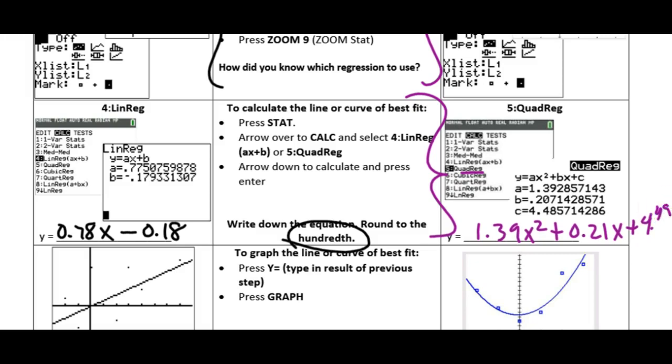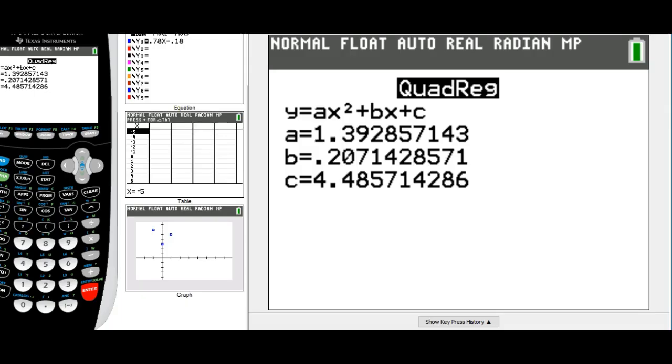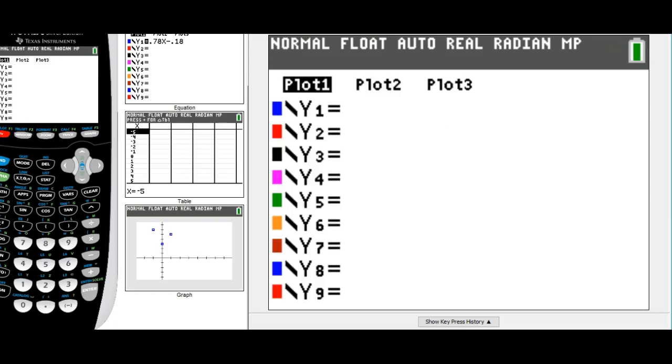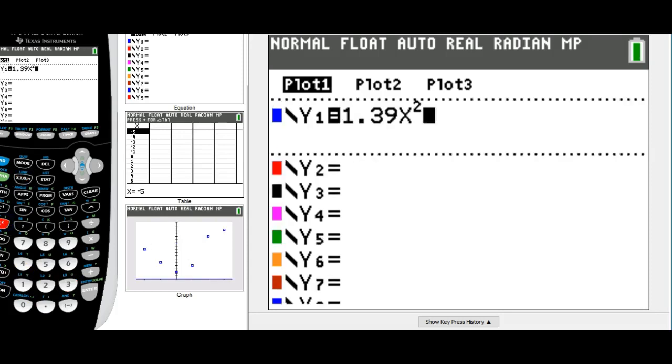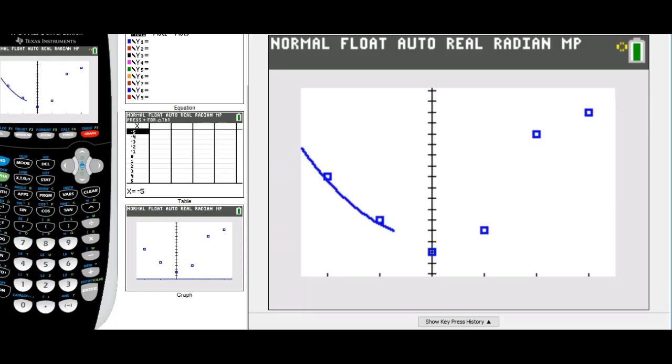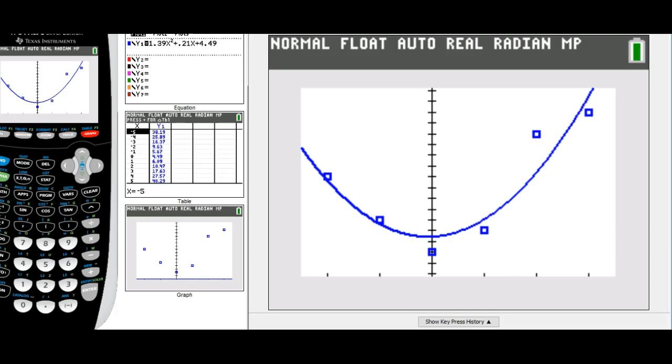Now to double check that one, I can do these steps right here. Go to y equals on my calculator, type in this equation, 1.39x squared plus, was it a plus? Yes, plus 0.21x plus 4.49. And then graph it. And boom, I can see that that parabola is fitting that data pretty well. In fact, again, you can see 3 points above that and 3 points below it.